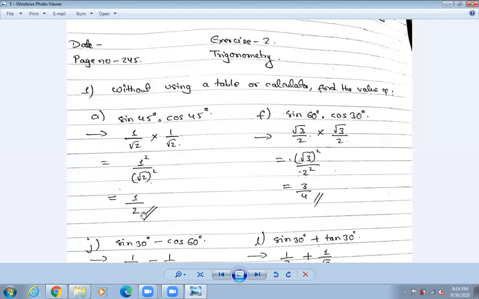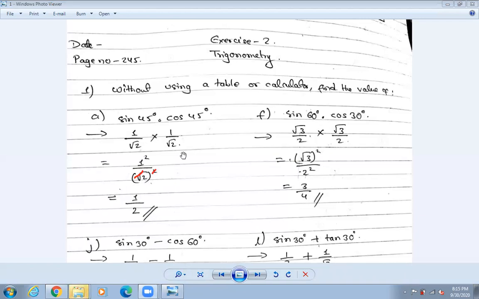Isn't it easy? 1 into 1, 1 square. Root 2 into root 2 is a square. Because if you have a, what does a into a become? a square. In the same way, root 2 into root 2 is a square. Why are we writing square? Because we need to cancel the square root. That's why we are writing this square.